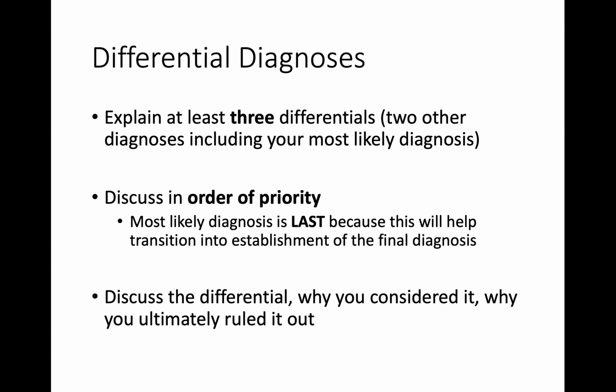For each differential, you want to discuss why you consider it, meaning the data that you gathered from your HPI and your physical exam that made you consider it, and then why you ultimately ruled it out. What is unexplainable about the differential that makes you rule it out? What about it makes you not want to believe that this is your diagnosis? In other words, what's wrong with your differential? What is missing from your HPI or physical examination that does not support your differential being your final diagnosis? So that's how you want to approach it.